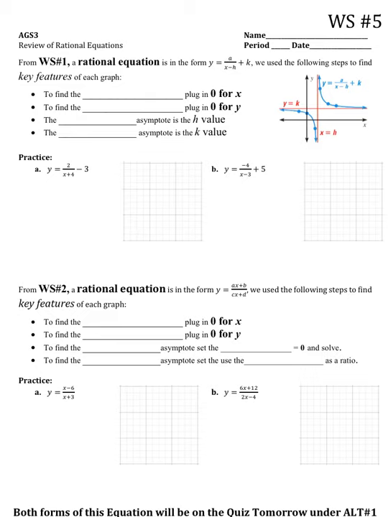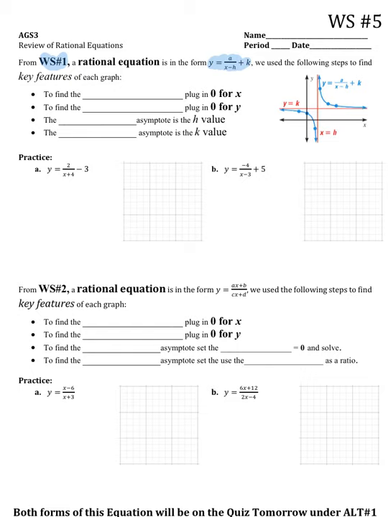So what we're talking about is just what to expect from the review. I'm going to have each worksheet numbered, like, hey, this is what we did last week. Worksheet number 1: we looked at a rational equation that was in this form, y equals a over x minus h plus k. And we looked for the 4 key features of this problem.